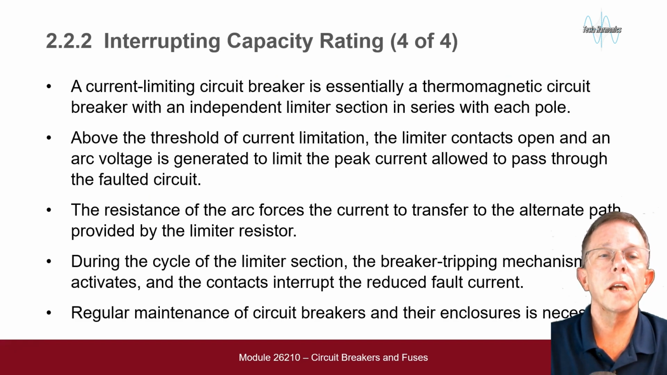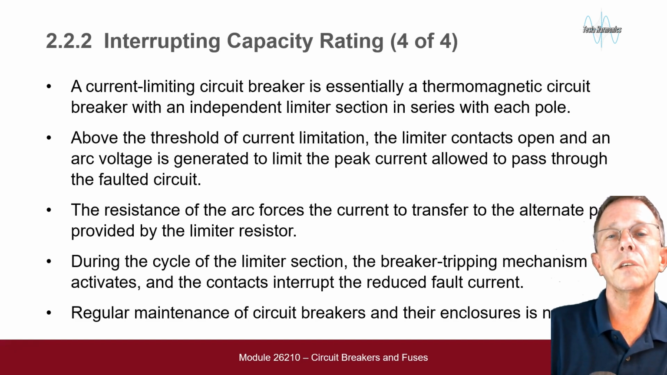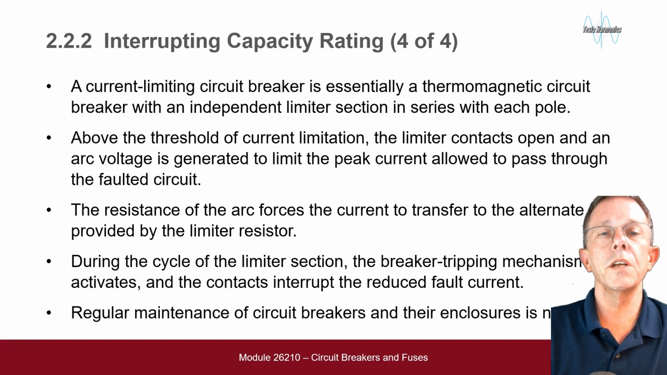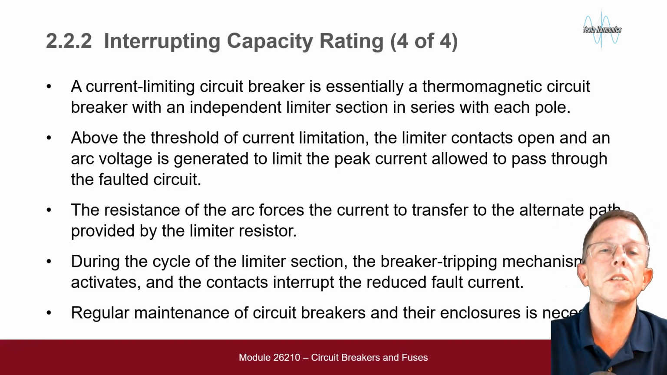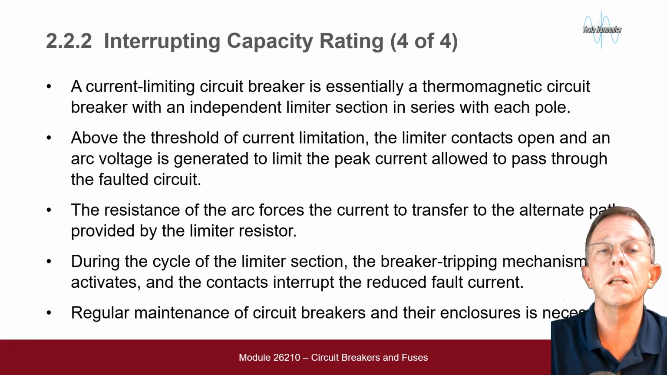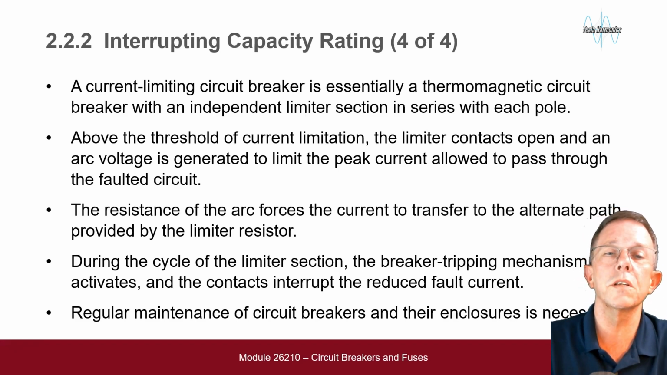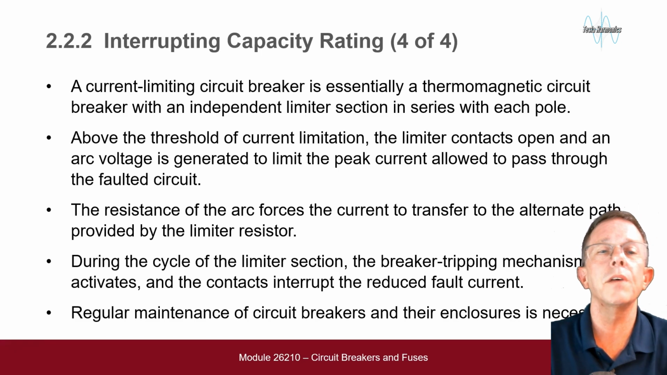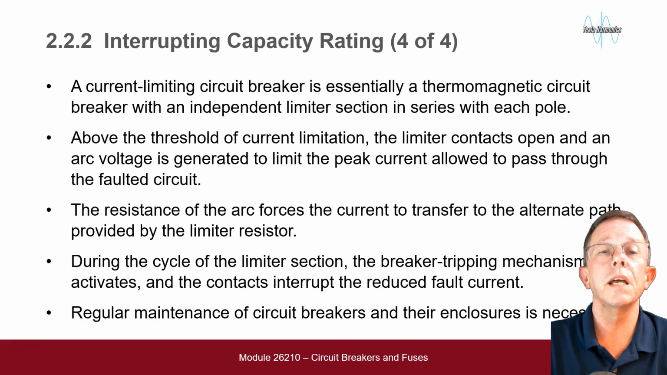Interrupting capacity rating: a current limiting circuit breaker is essentially a thermomagnetic circuit breaker with an independent limiter section in series with each pole. Above the threshold of current limitation, the limiter contacts open and an arc voltage is generated to limit the peak current allowed to pass through the faulted circuit. The resistance of the arc forces the current to transfer to the alternate path provided by the limiter resistor. During the cycle of the limiter section, the breaker tripping mechanism activates and the contacts interrupt the reduced fault current.